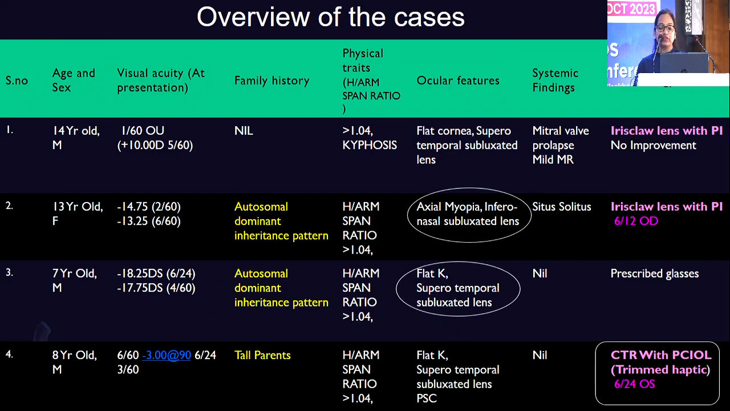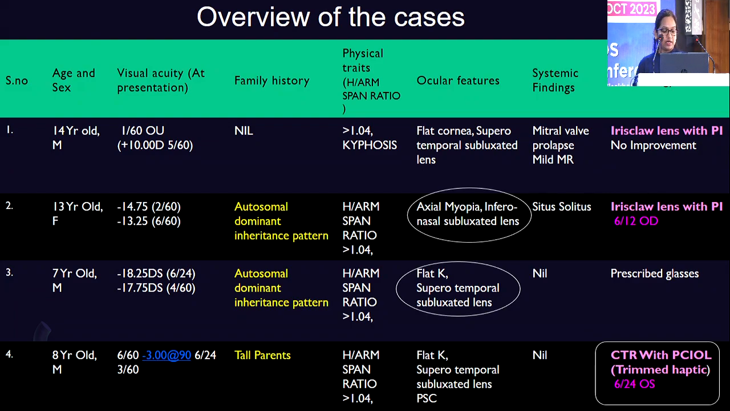And coming to the overview of the cases, how we managed, there are a total of 8 cases where 2 cases underwent iris claw lens with peripheral iridotomy. And to present a family of this pedigree which I have mentioned before, the girl was 13 years old. She had inferonasal subluxated lens and she underwent surgery. The vision improved to 6/12. And the 7-year-old sibling of this girl had a superotemporal subluxated lens for which we prescribed glasses. Considering his age, the surgery was not advised.